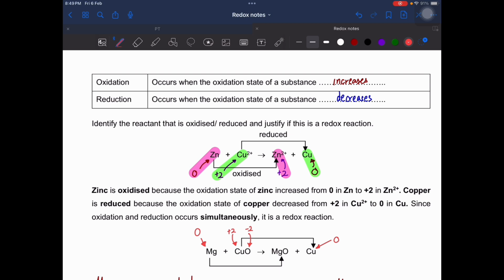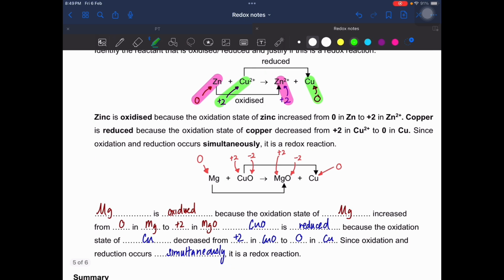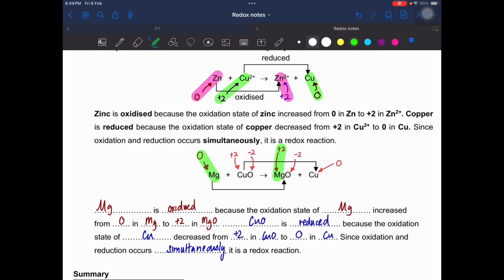Same for the other side. Oxygen in a compound, based on rule 3, is usually a -2. Magnesium, in this case, overall must add up to be 0, is a +2. So then this gives you a good gauge of the fact that basically in this question, what happened is that magnesium is being oxidized as it went from oxidation state of 0, which increased to oxidation state of +2 in MgO.